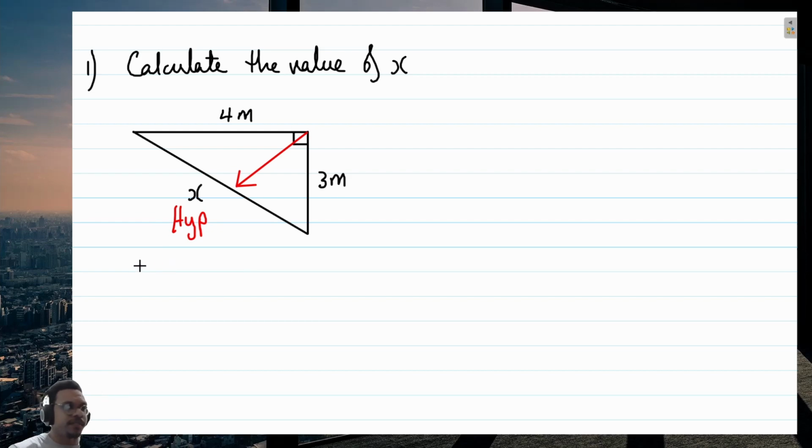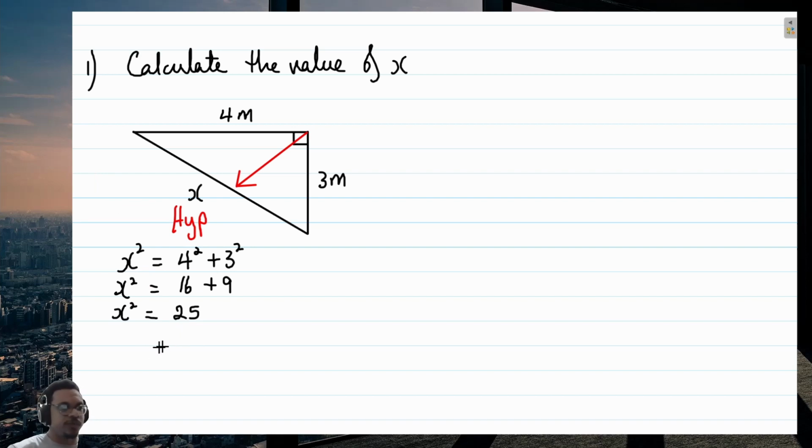So now applying Pythagoras Theorem, the square on the hypotenuse, so that'll be x squared, is equal to the sum of the squares on the other two sides. So that'll be 4 squared plus 3 squared. 4 squared is 4 multiplied by 4, so that will be 16. And 3 squared will be 3 by 3, which is 9. 16 plus 9 is 25. So we'll have x squared is equal to 25.